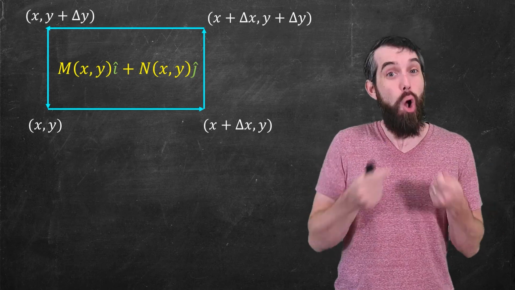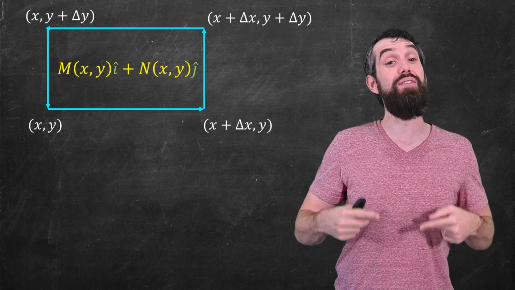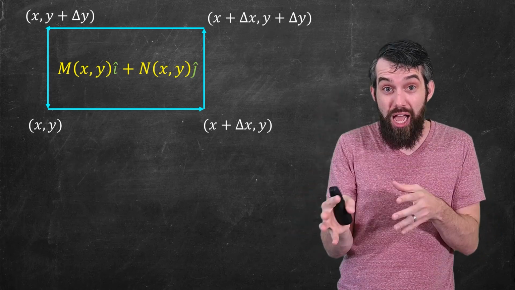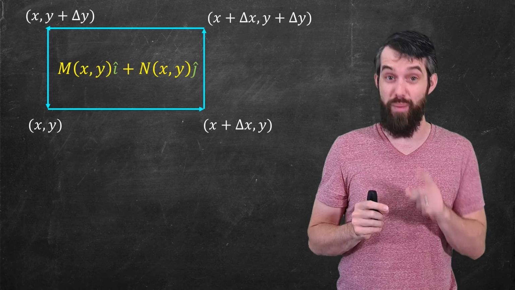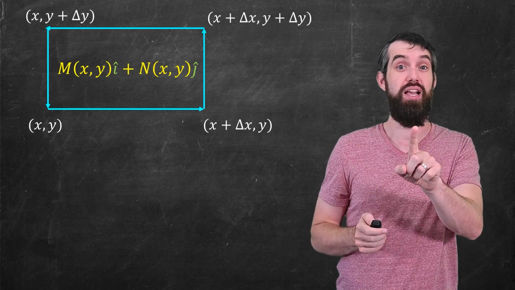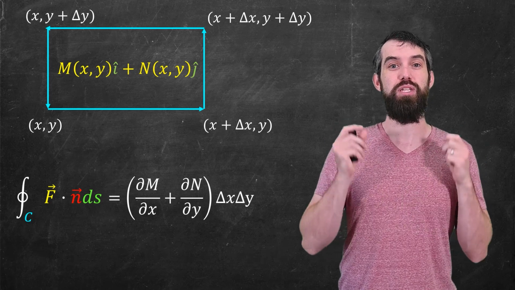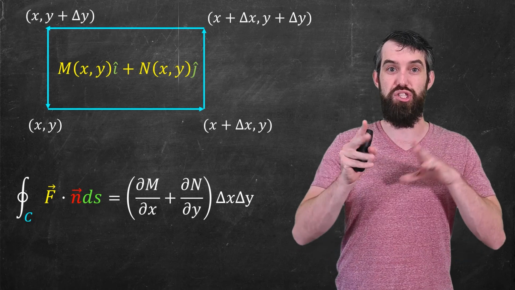The computation is almost exactly the same, and it was a little bit long last time, so I'm not going to repeat it. I'm going to leave it as a challenge for you. So my challenge to you is to compute the flux around this rectangle and see if you can get it into the form, okay, I'm going to spoil the answer, so pause if you don't want to see it, into the form partial of m with respect to x plus partial of n with respect to y, delta x, delta y. So what is this formula showing?